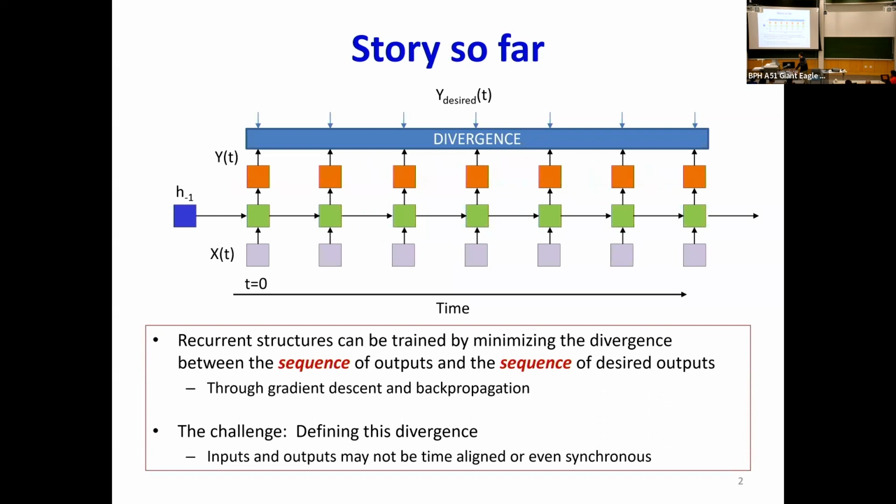Here's where we were. We saw in general that time series can be modeled through recurrent neural structures. And these can be trained by minimizing the divergence between the sequence of outputs and the sequence of desired outputs. Because you're modeling sequences, the losses are also defined over sequences. And this is the real challenge, because when you're modeling sequences, the output sequences can be arbitrary. The notion of error can be very complicated, as you'll see in a bit. So the challenge is, how do you define this divergence? And how can you use this divergence to actually train the network?